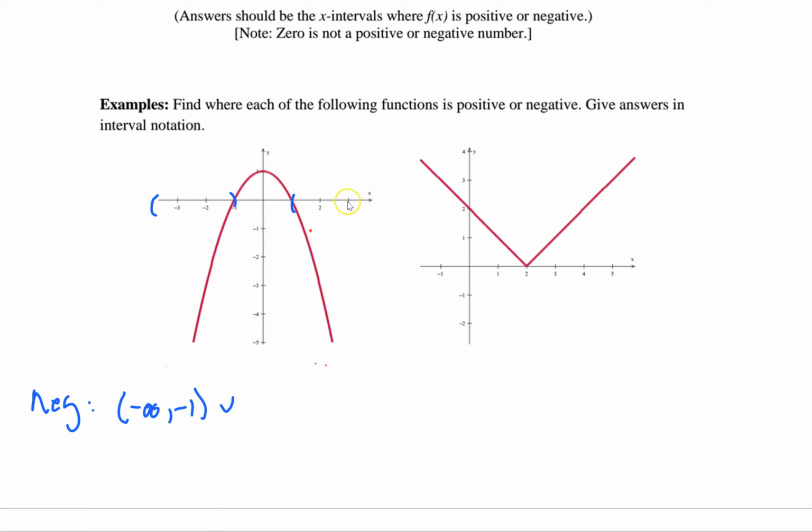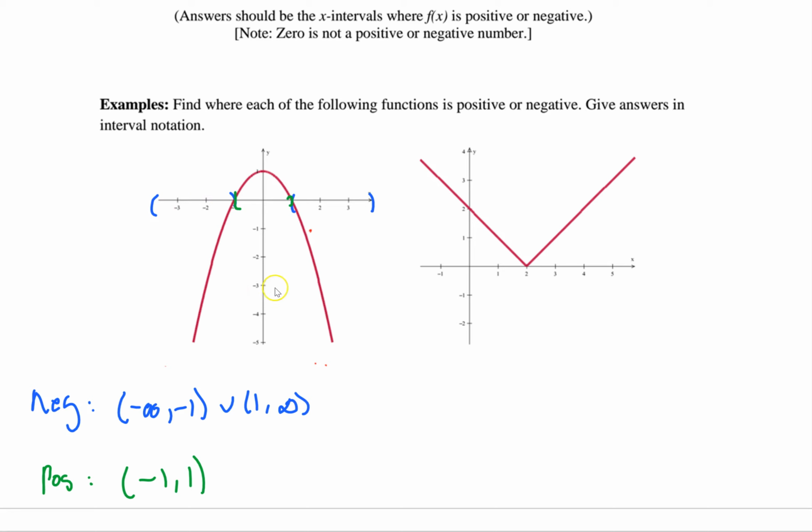Union, again from here to there, 1 to infinity. By the way, notice I'm using parentheses. You don't use any brackets here because it's a point, so we just use parentheses because that -1 has no value either way. That's when it's negative, right? From here to here, your graph's below. From here to here, your graph's below. Was it positive? Well, in between the two, right? From here to here, your graph's above the x-axis. So positive would be -1 to 1.